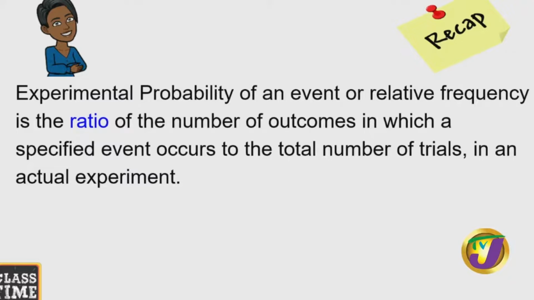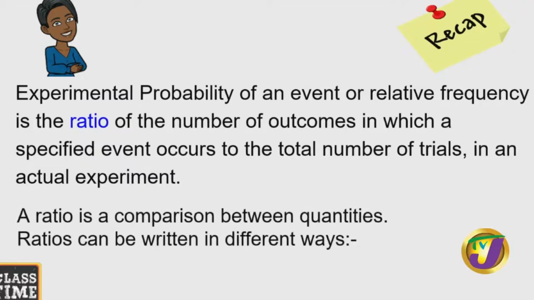So remember, this is looking at experimental probability. And the ratio, for those of us who don't remember, is a comparison between quantities. Ratios can be written in different forms, and here we have 3 different ways we can write ratios: 2 to 3, we can use a colon, we can use the word "to", or we can represent it like a fraction.